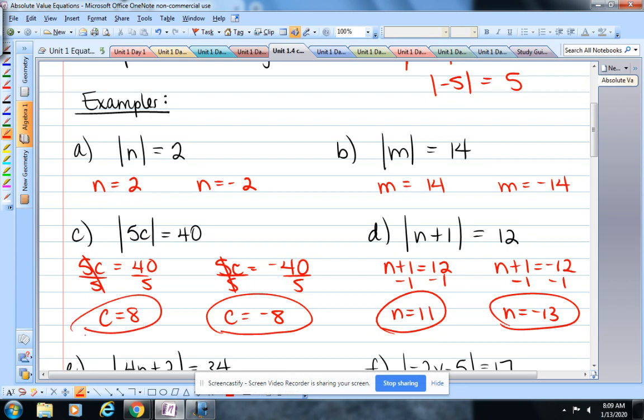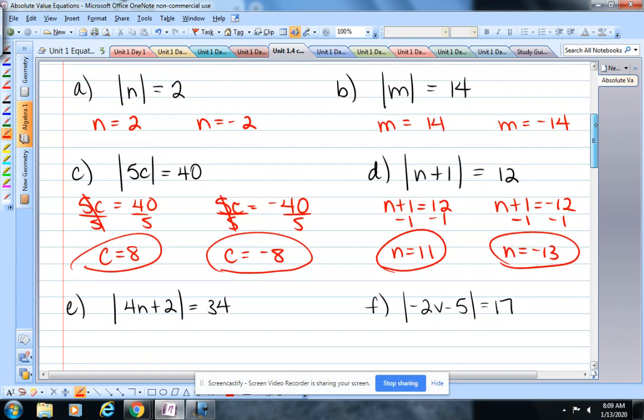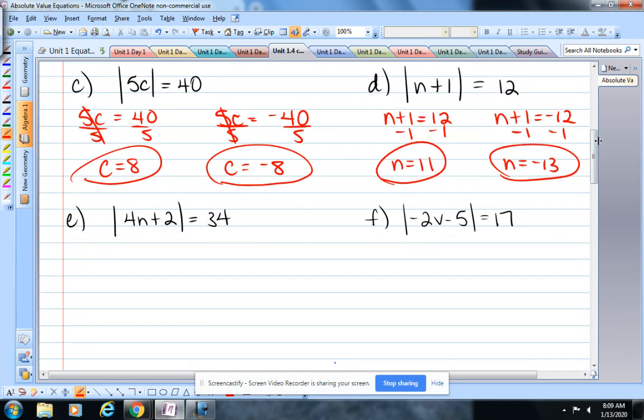Okay. And let's check it. What's 11 plus 1? Is the absolute value of 12 equal to 12? Yes. What's negative 13 plus 1? Negative 12. Is the absolute value of negative 12 equal to positive 12? Yes. Very good. All right, then our equations start getting slightly more complicated. Those were one-step equations. Now we're doing two-step equations.